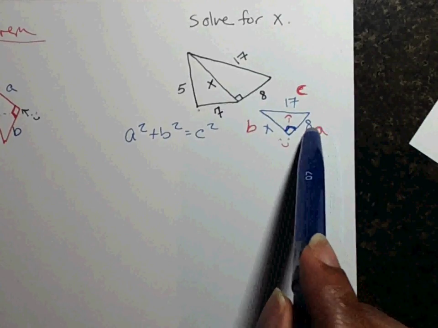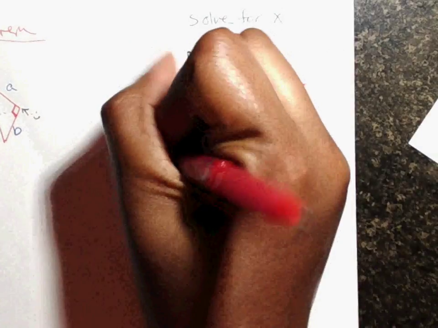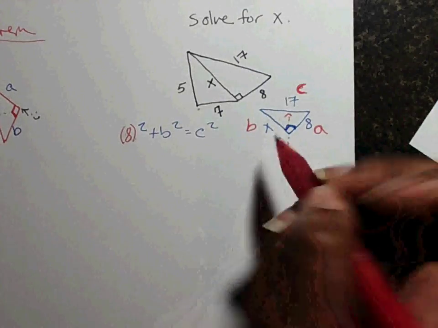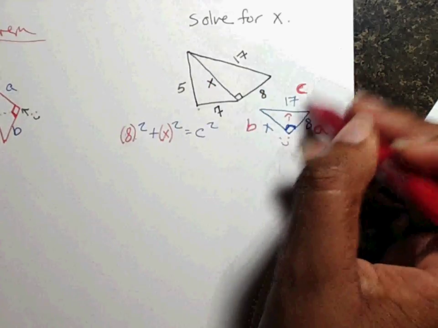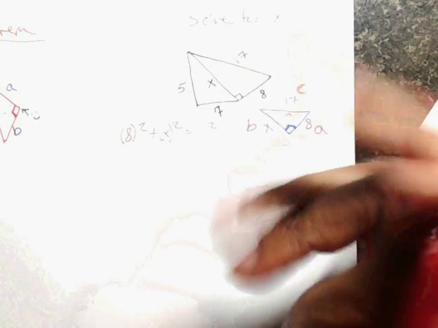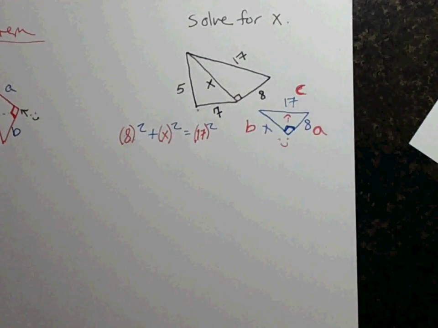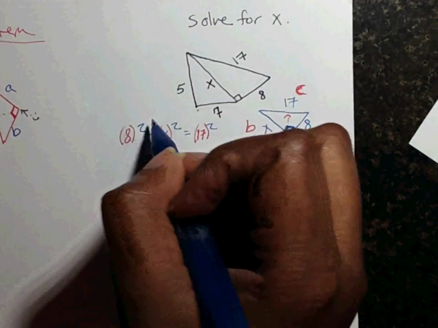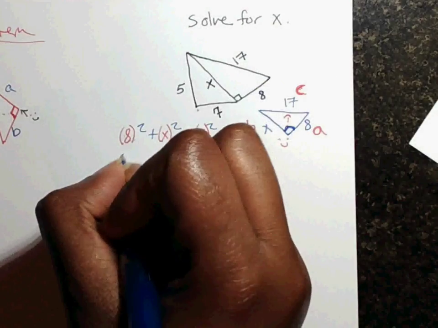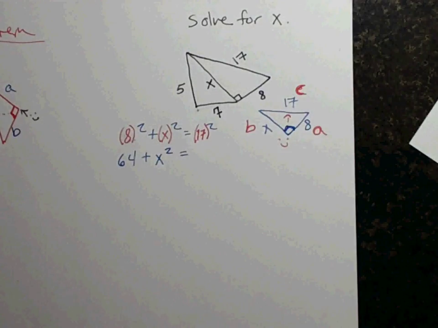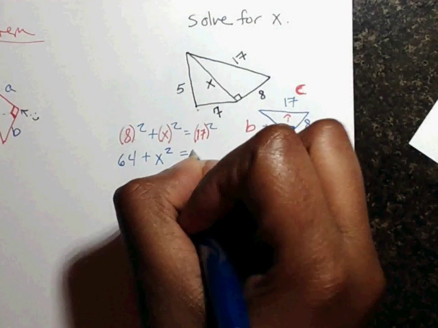information. A is 8. So I'm going to erase A, and instead of A, I'm going to put 8. B is X. So instead of B, I'm going to put X. C is 17. So instead of C, I'm going to put 17. Okay, time to do some math. 8 squared, 64, plus X squared is X squared. 17 squared is, let me think, 289.